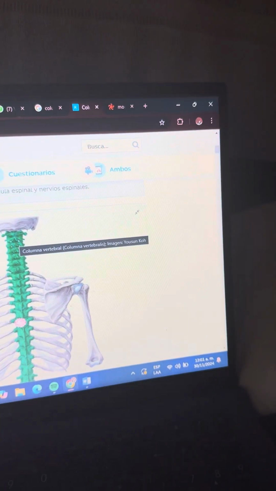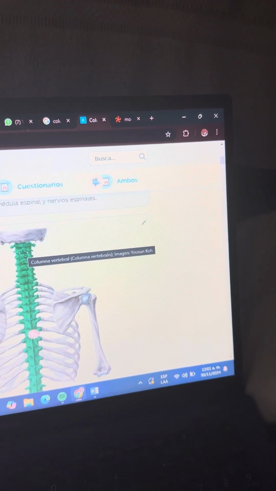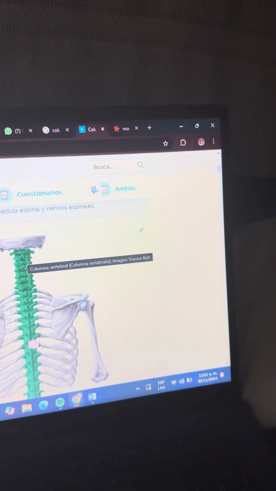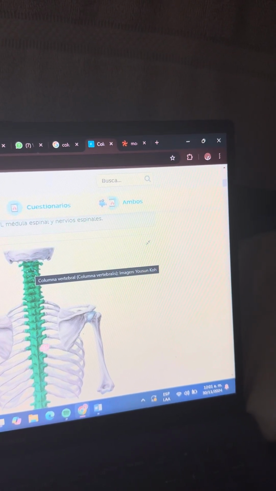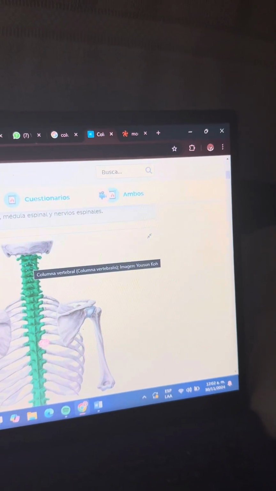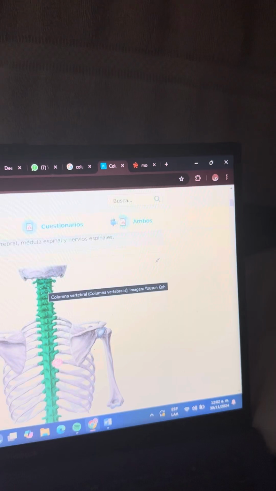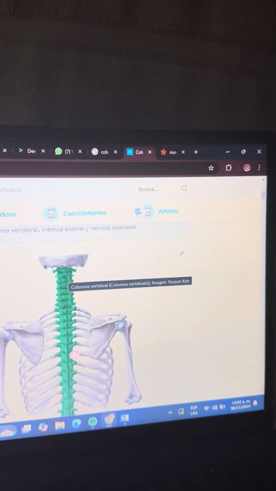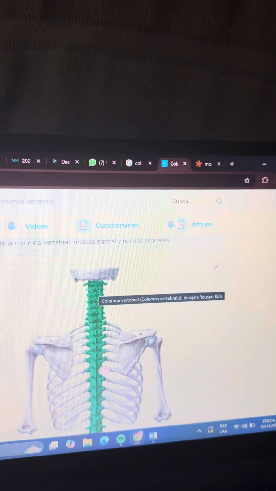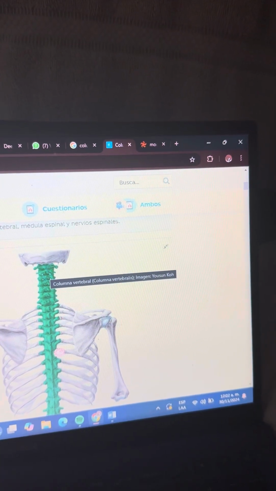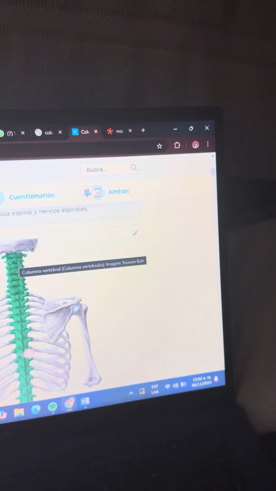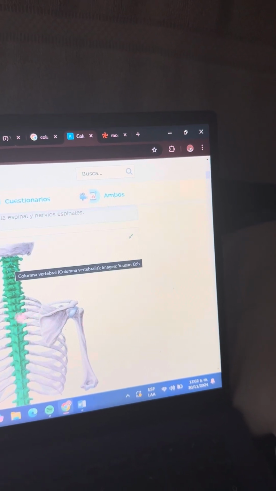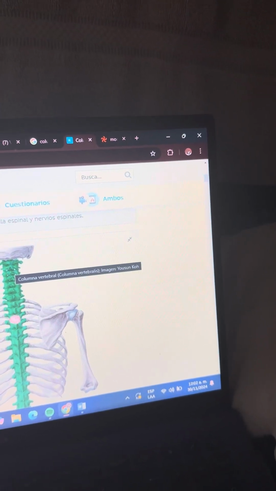The union of pedicles in the vertebrae forms the intervertebral foramen, and from there the spinal nerve emerges.